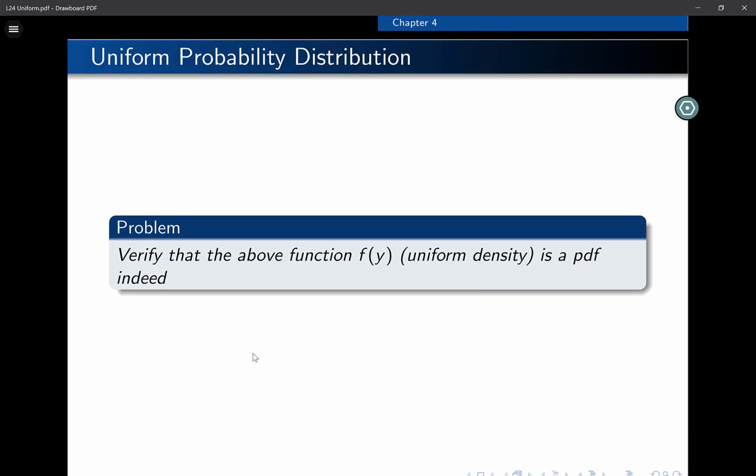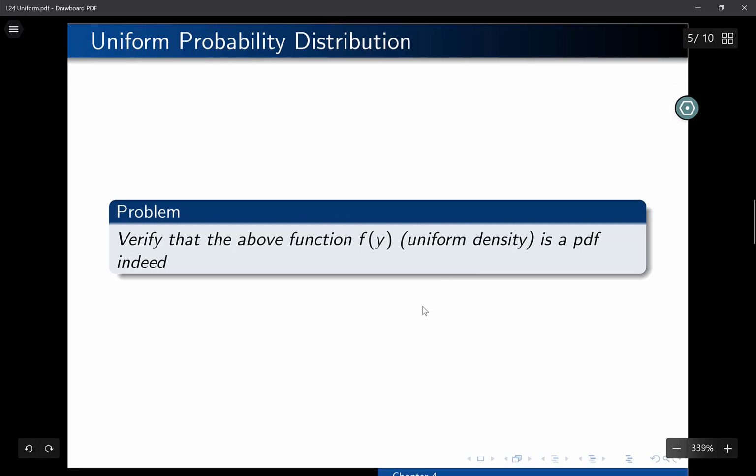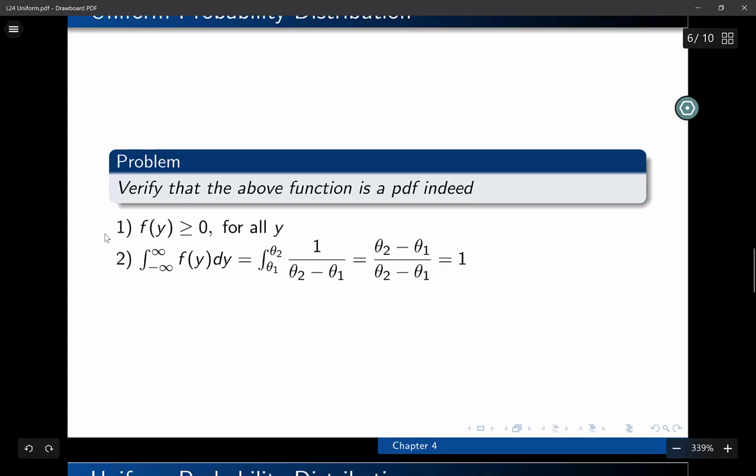So now, given a function f, the first job is to verify that it is a legitimate probability density function. So basically, you need to verify these two things: that it's non-negative, and the integral is equal to 1. The first part is easy to see. For the second part, you just integrate. I think this is missing dy here. You integrate over this. This is just a constant, it comes out, and then you're left with theta 2 minus theta 1 divided by the same thing, then that's 1. So we verified that this is a PDF.